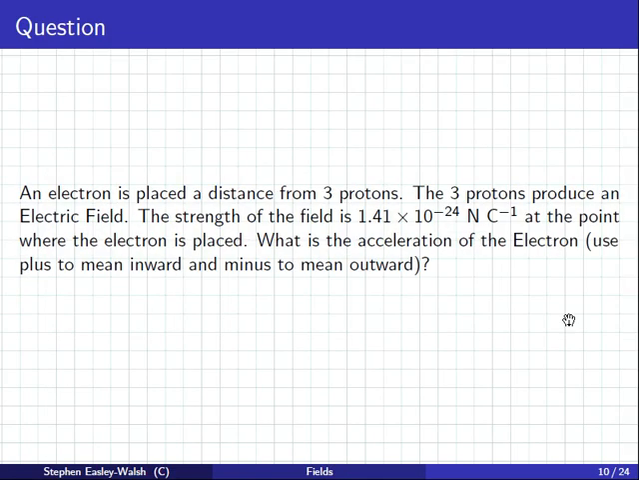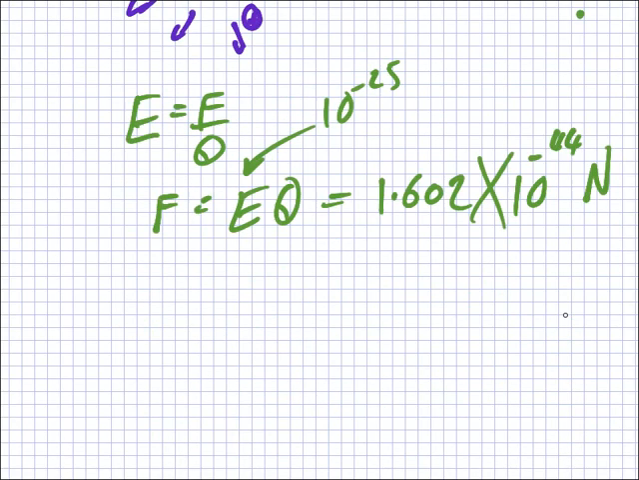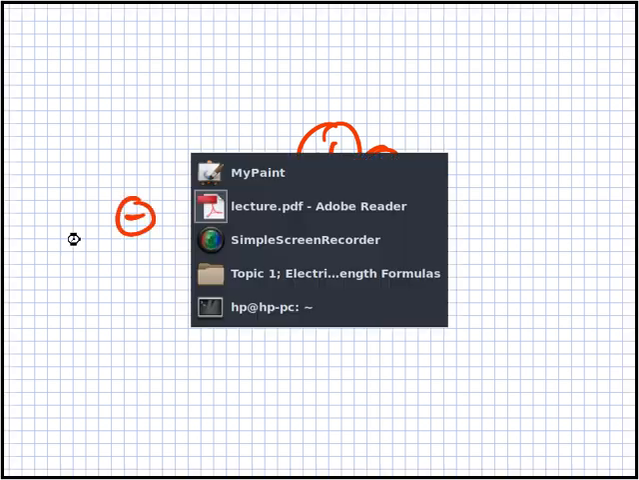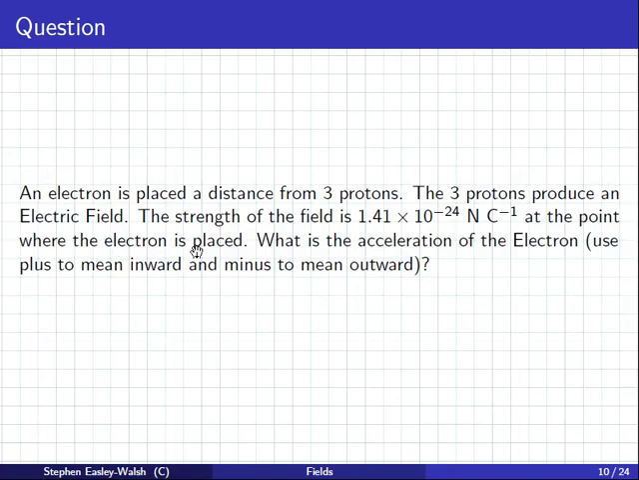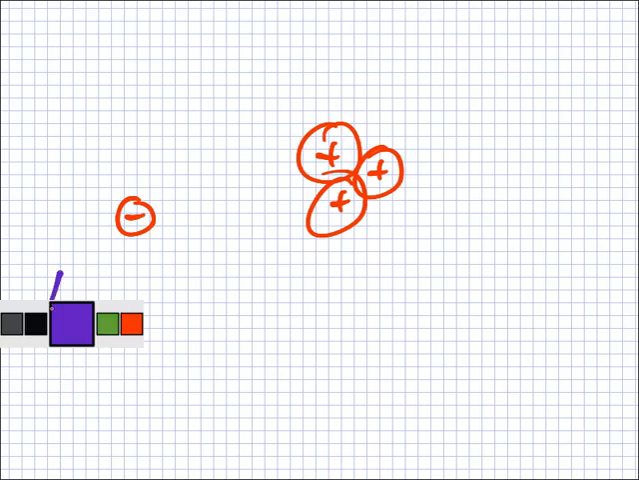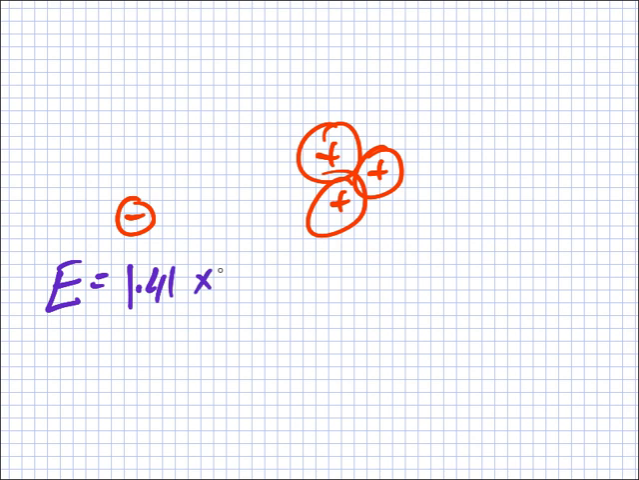Okay, here's a better one. I'll read my own question more carefully. An electron is placed from 3 protons. Let me draw that: you have 3 protons, proton, proton, proton, and an electron. The strength of the field is that. So here the field strength is 1.41 times 10 to the minus 24 newtons per coulomb. And which direction is the field? Actually, which direction is the field here?